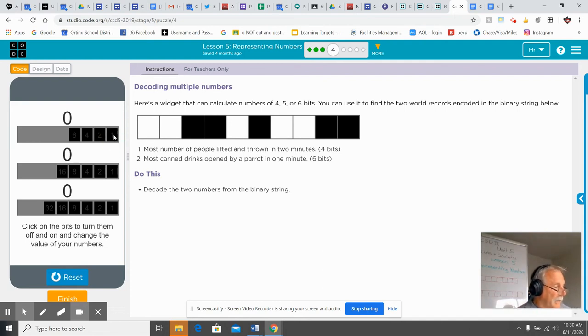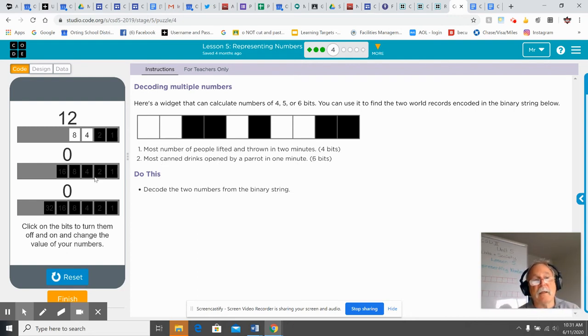Okay, so the first one, most number of people lifted and thrown in 2 minutes. Okay, so the answer for that one was 12. If you looked through that right, and if you found it in your Google search, you would have found 12. So we need to find 12. So again, we start with 8. We move to 4. Oh, what does that equal? 12. That's all we need. Okay, so let's move on to the next one. Most canned drinks opened by a parrot in 1 minute, 6 bits.